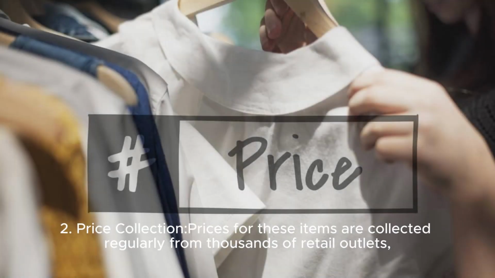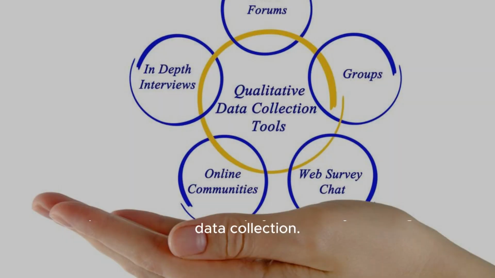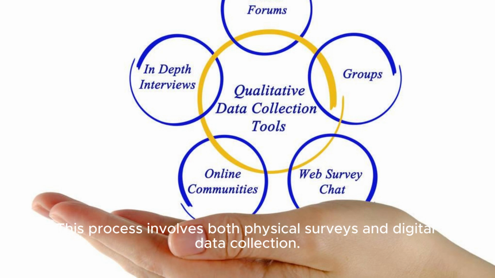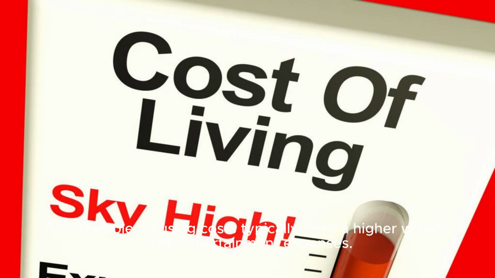2. Price collection. Prices for these items are collected regularly from thousands of retail outlets, service establishments, rental units, and other sources across the country. This process involves both physical surveys and digital data collection. 3. Weighting. Each item in the basket is assigned a weight that reflects its relative importance in the average consumer's budget. For example, housing costs typically have a higher weight than entertainment expenses.